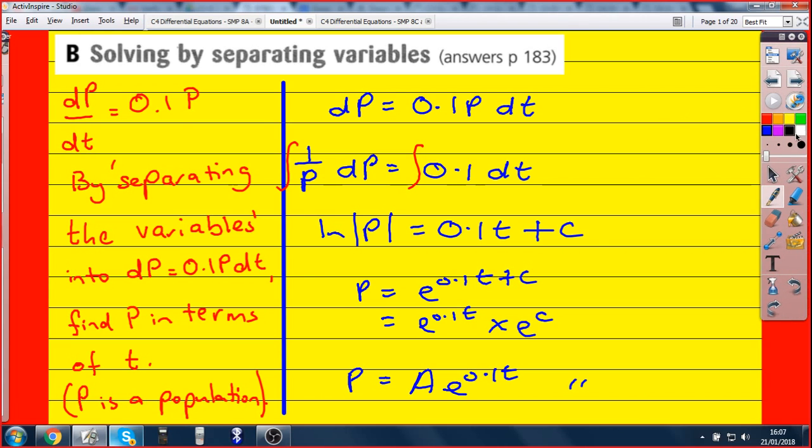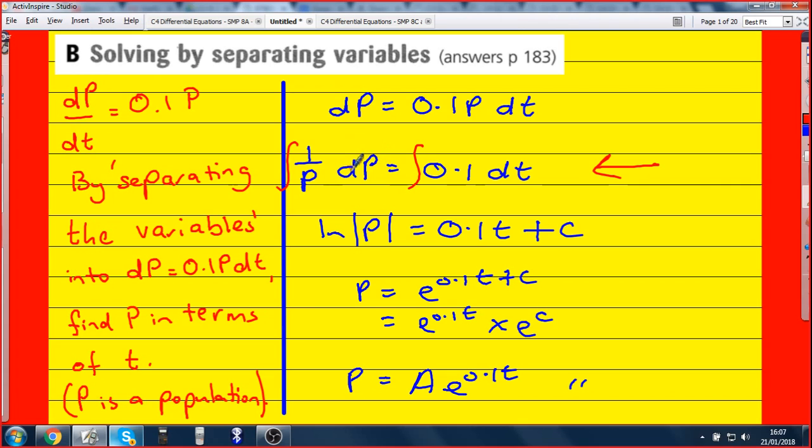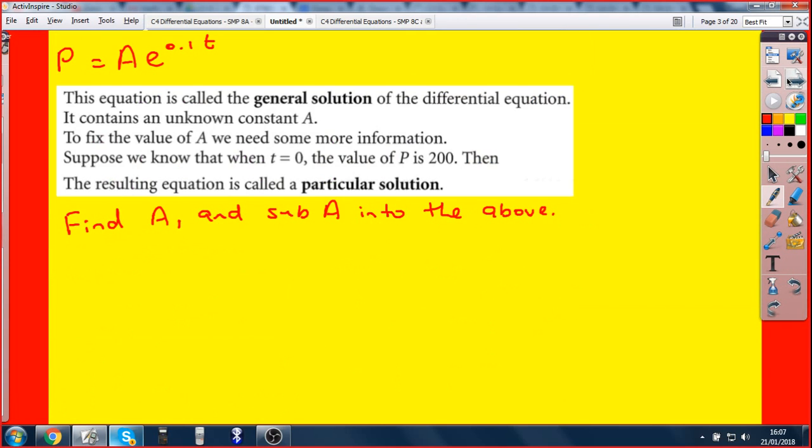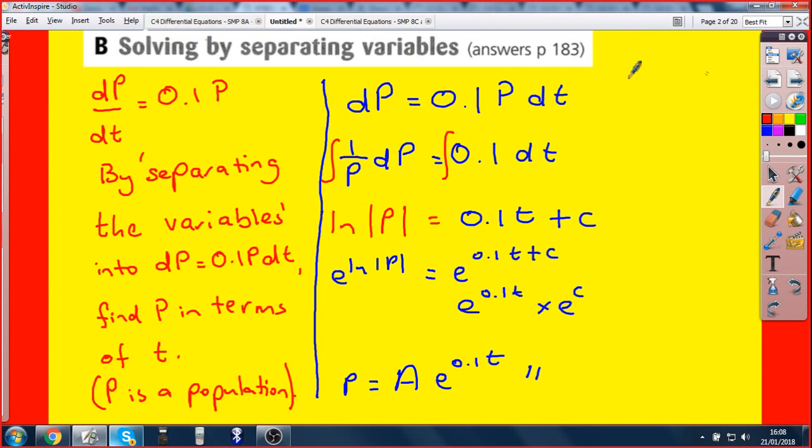And I suppose the big thing as well is this bit here. If you've got dp on one side and dt on the other, get all the p's on one side, get all the t's on the other, and just integrate both sides. The difference was there were no t's, and so it was just the number.